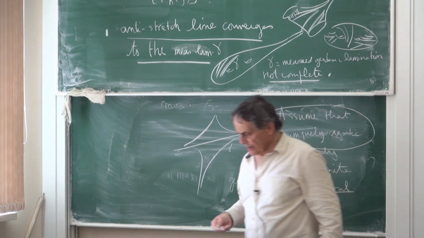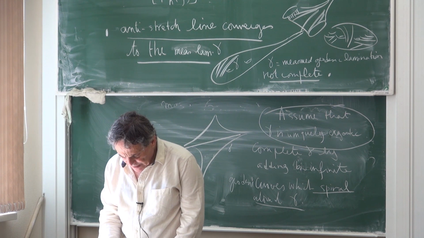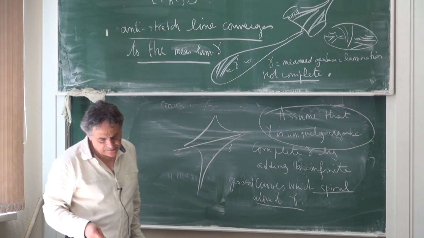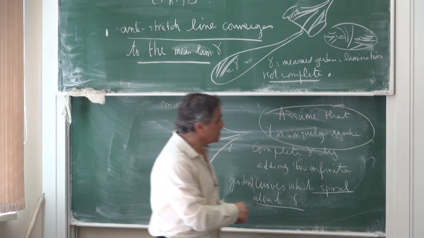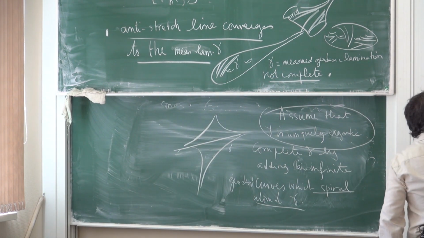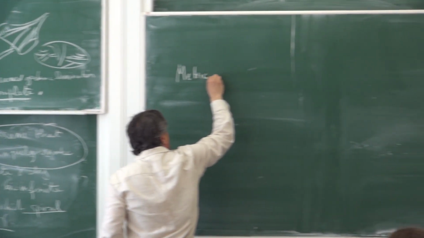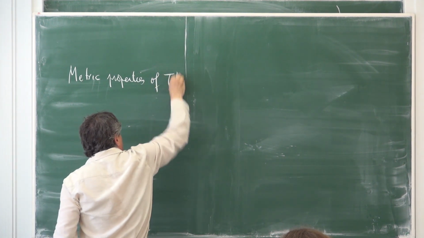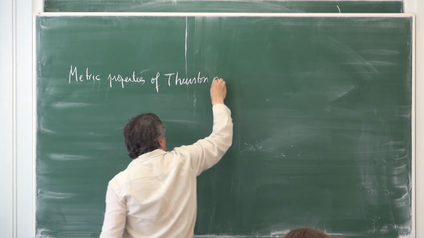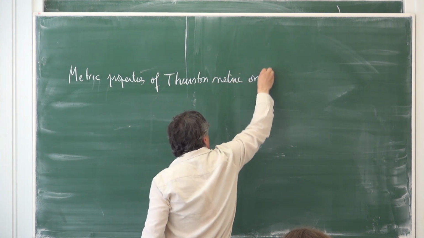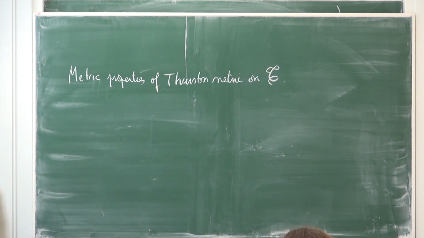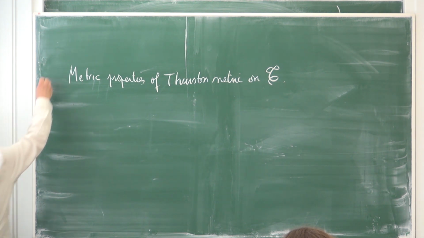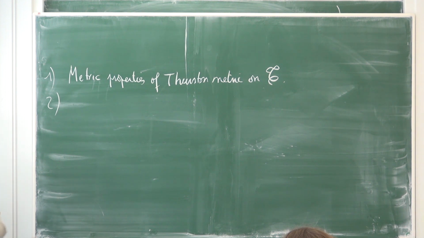Okay, so now I finish with this, and now I want to talk about other stuff. I want to talk about some metric properties of the Thurston metric on Teichmüller space. This is the first thing I want to talk about. I want to talk about 4 things today, so let's put them here.